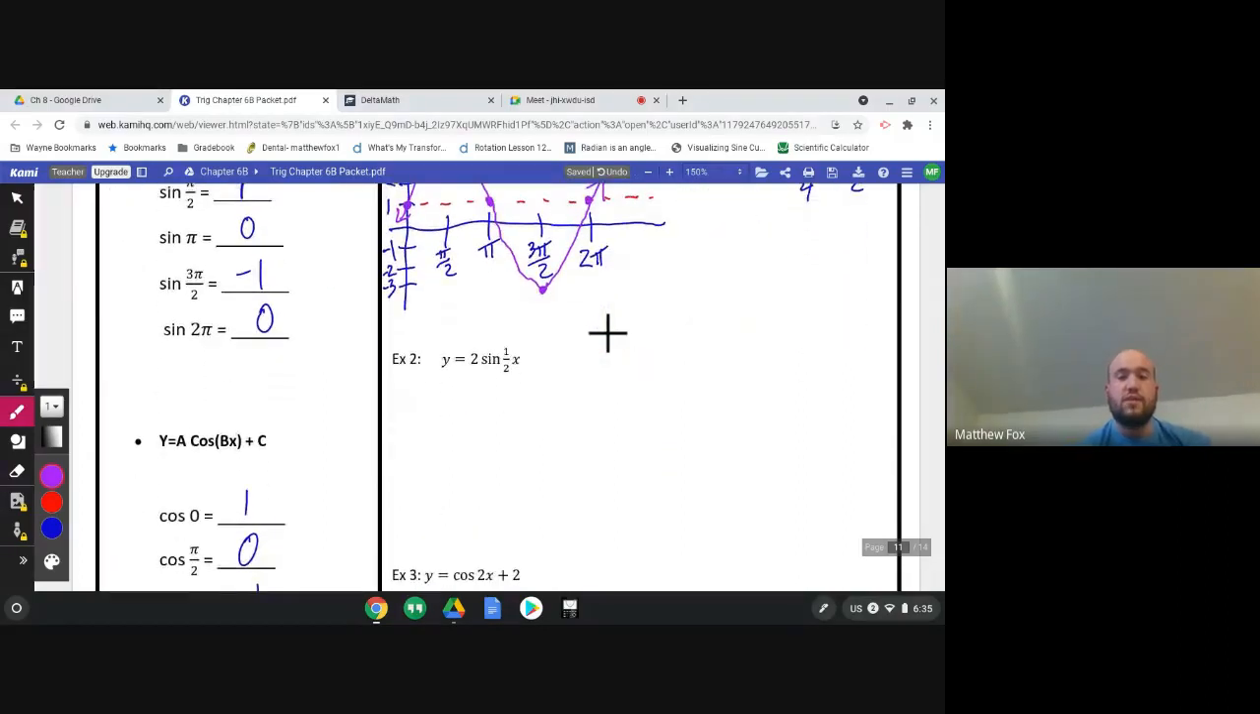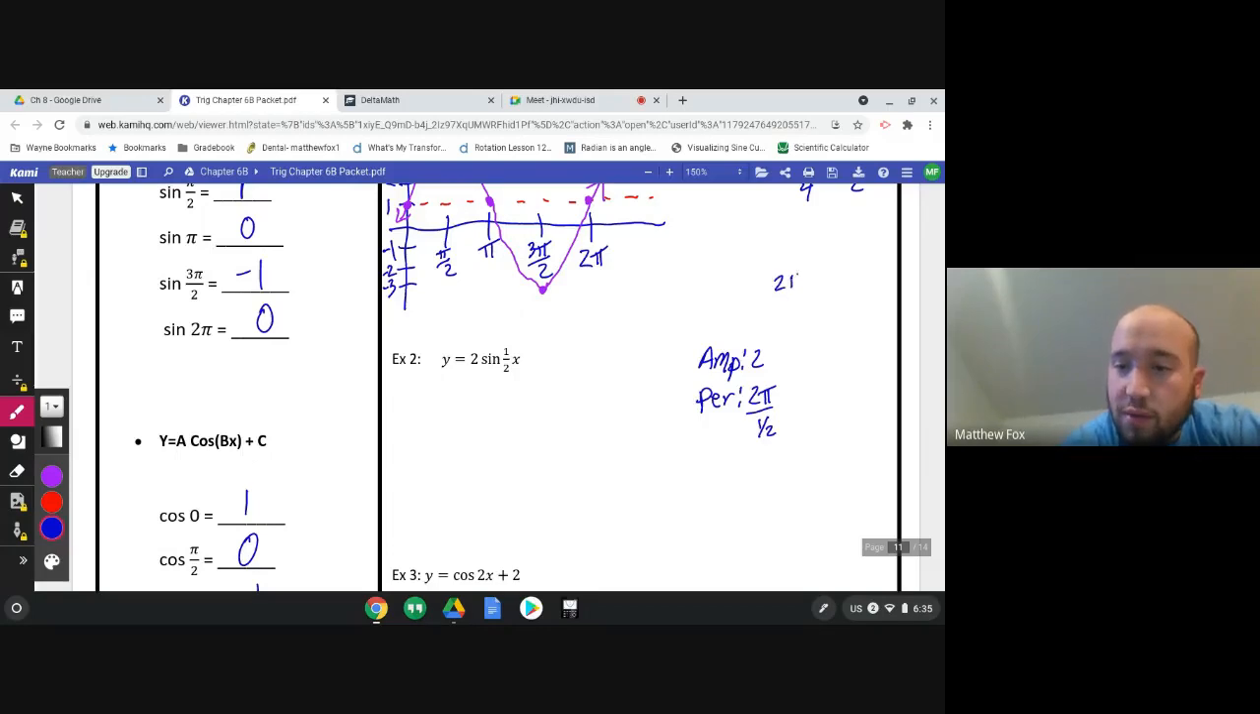Once again, this one is sine. Once again, I also recommend we always start by doing the same thing. So let's decide what is our amplitude. Hopefully you know by now that is 2, that 2 in front of sine. Okay, what is our period? Period is always 2 pi divided by b. In this case, b is 1/2.